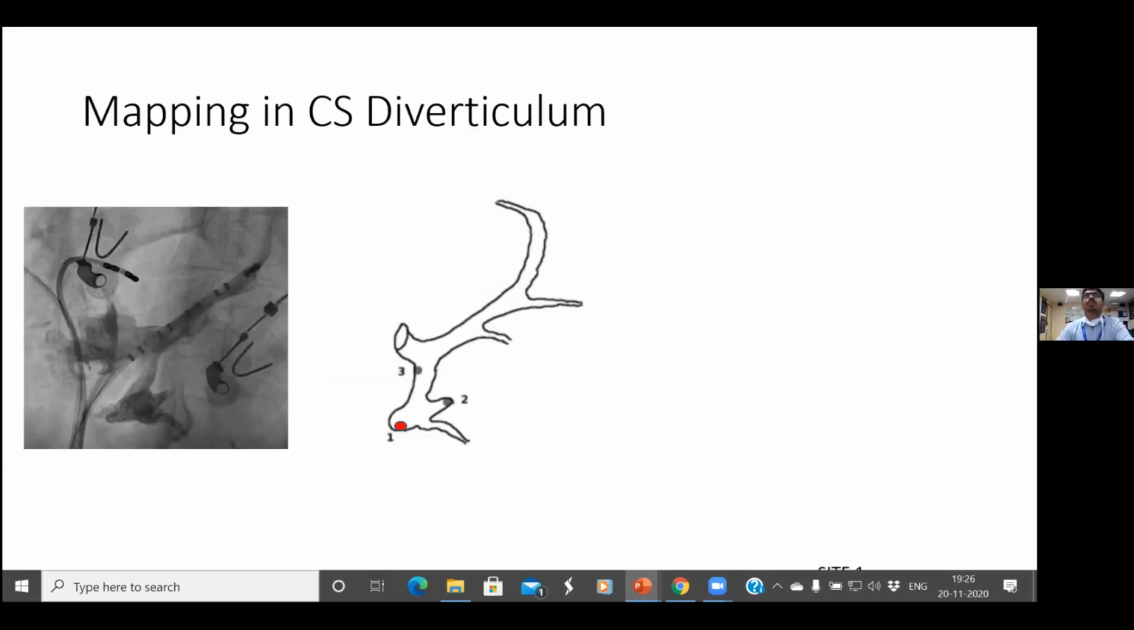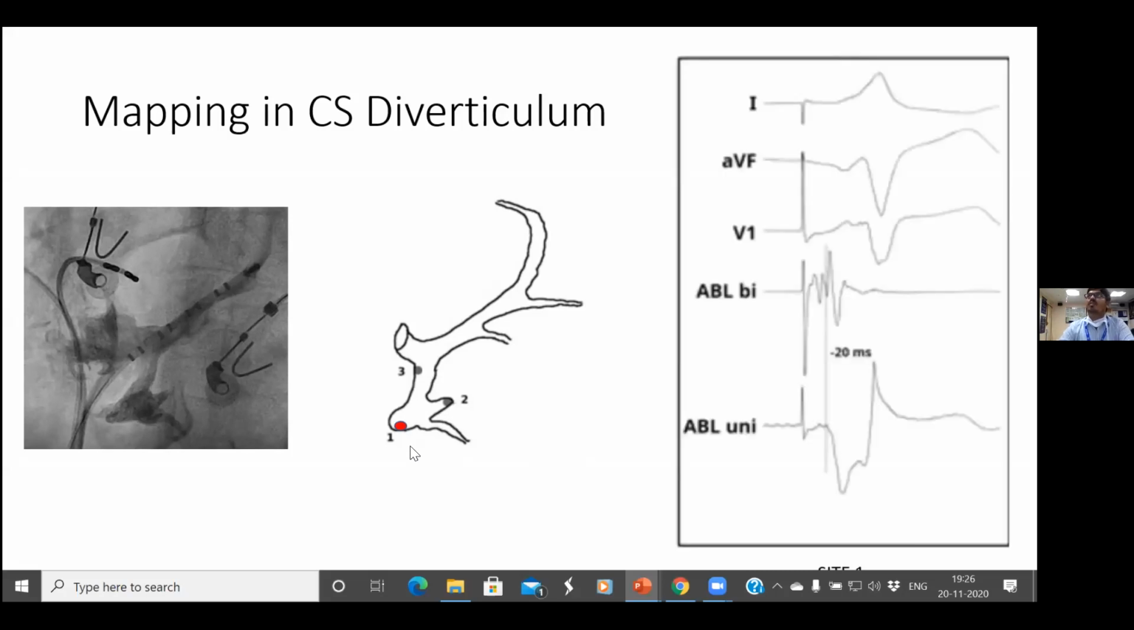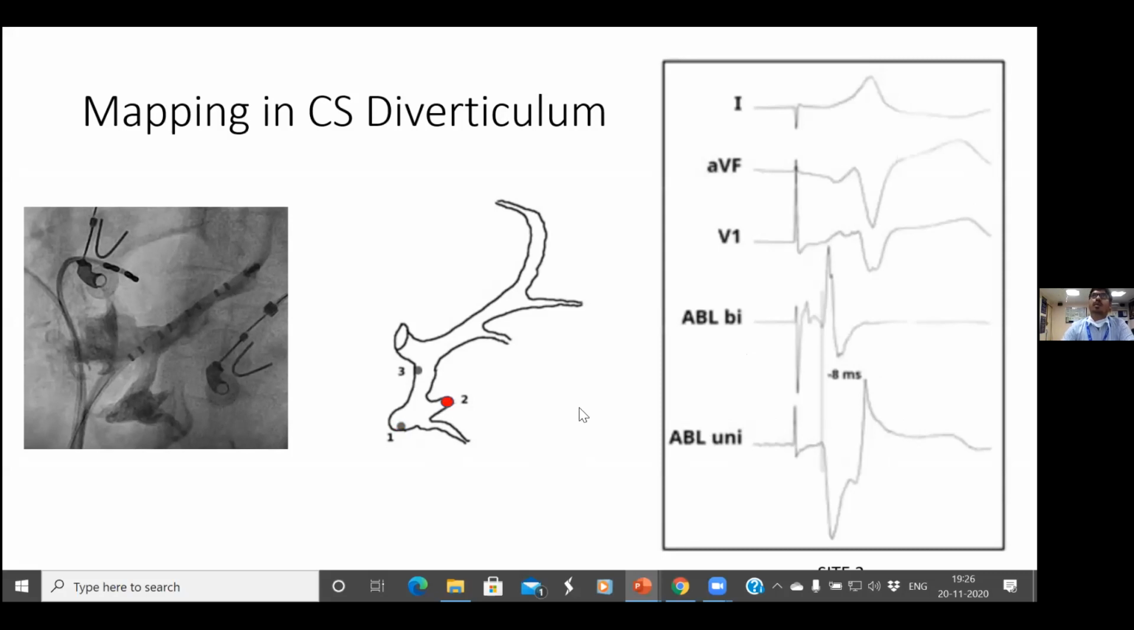So here we can see in the schematic diagram. First, we did the mapping in the medial wall of the diverticulum, which here is denoted as site 1. In the medial wall, the earliest local activation was 20 milliseconds ahead, and there was a QS complex in the unipolar signals. After this, we did the mapping along the lateral wall of the diverticulum, denoted as site 2 here. Here the earliest local activation was only 8 milliseconds ahead, and there was an initially small positive deflection in the unipolar signals.